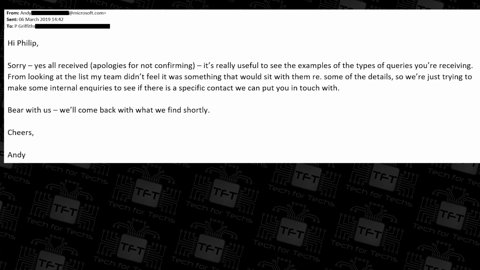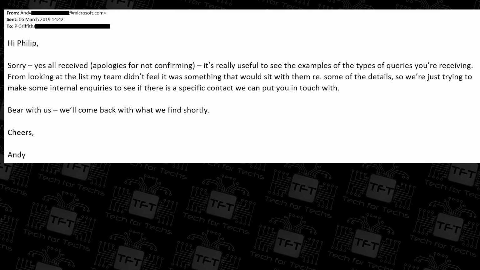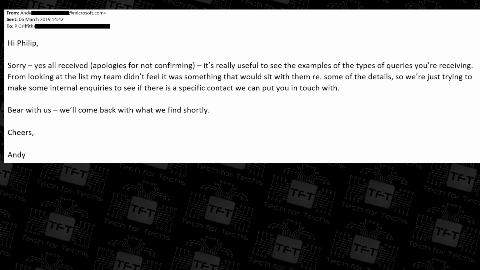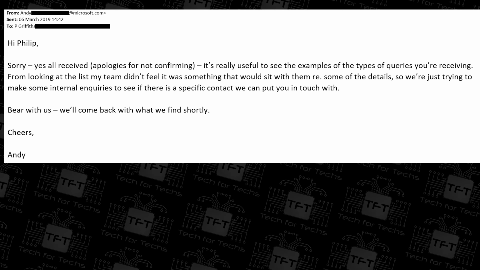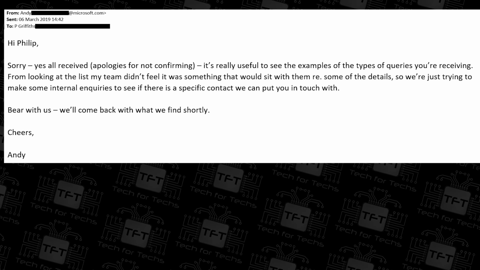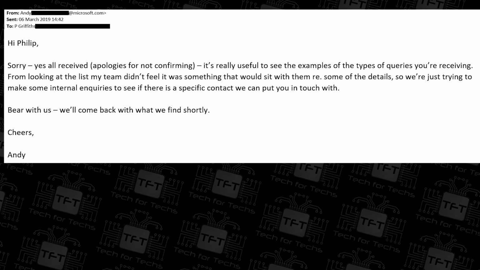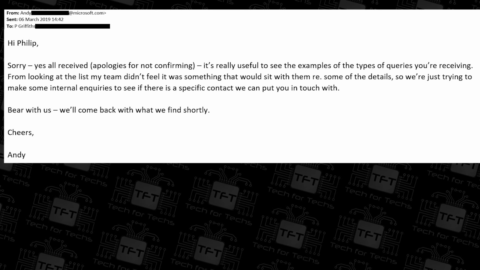It's really useful to see the examples of the types of queries you are receiving. From looking at the list, my team doesn't feel it was something that would sit with them or eat some of the details. So we're just trying to make some internal inquiries to see if there's a specific contact we can put you in touch with. Bear with us, we'll come back with what we find shortly.